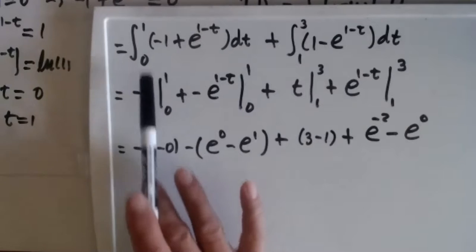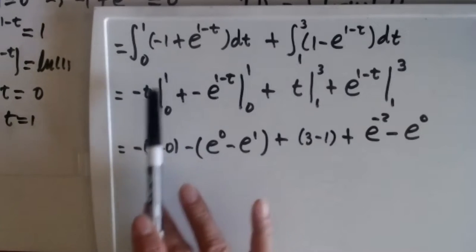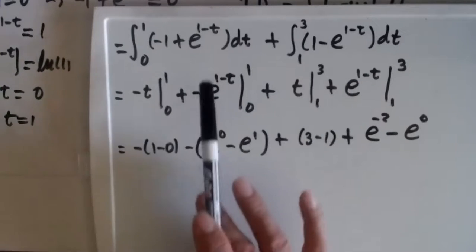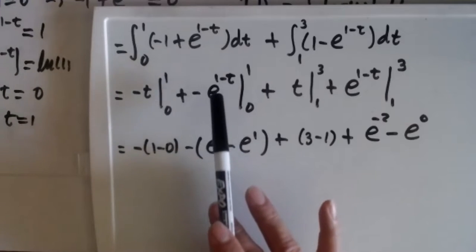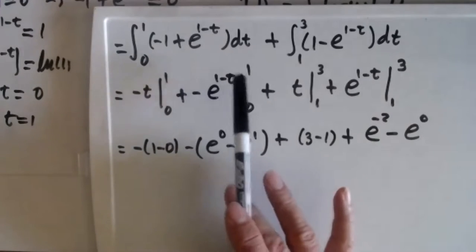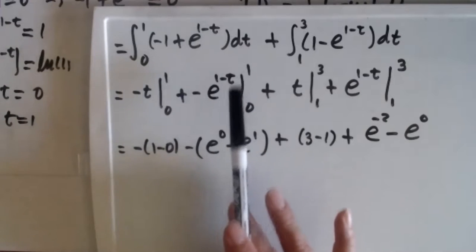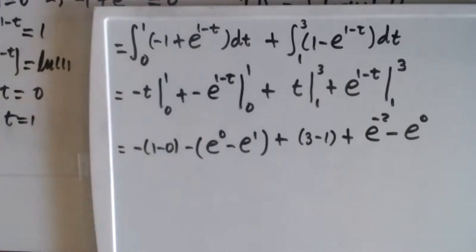The derivative of negative t is -1. Now, you evaluate from 0 to 1. So this at 1 minus this at 0. So negative 1 minus 0. The antiderivative of this is negative e to the 1 minus t. If you take this derivative, you get this back. So you evaluate from 0 to 1. So it's e to the 1 minus 1, e to the 0, minus e to the 1 minus 0, this one, okay? e to the 1.